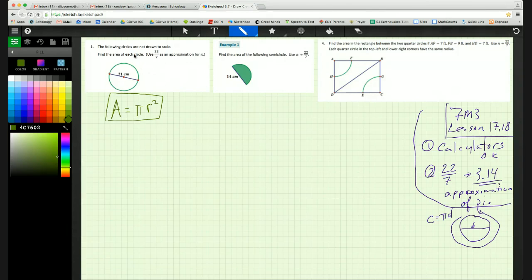So let's start with problem number 1, then exercise 1, then example 1, and then problem number 4, which are in lessons 17 and 18 in various spots. We'll start easy and go to harder. This circle has a diameter of 21 centimeters, and we want to know the area. We're not going to use 22/7, we're going to use 3.14 to approximate pi. If our diameter is 21 centimeters, then our radius is half of that, 21/2, or 10.5 centimeters.